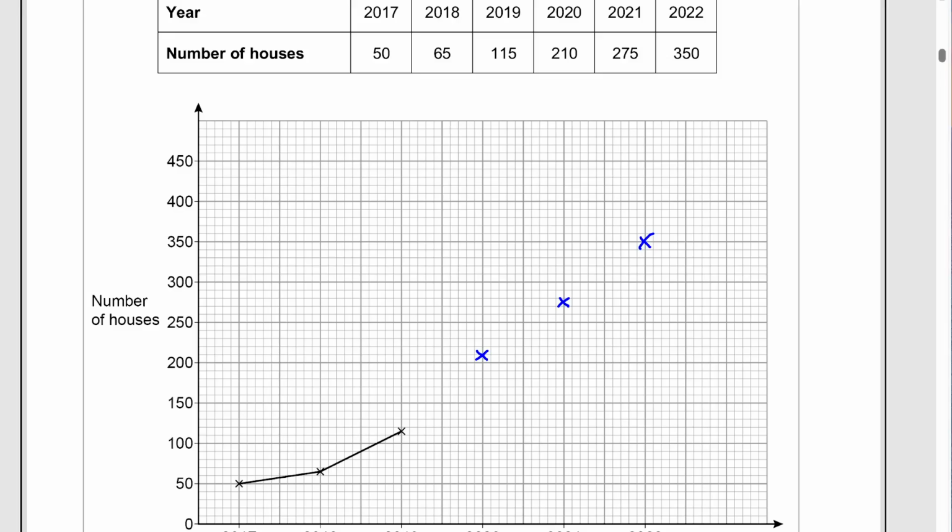We need to make it clear that we're joining these with a straight line rather than a curved line. So I've got a ruler on my screen. It's not perfectly straight because I'm trying to do it digitally, but you can get the idea. You should make it a bit straighter than that, but there we go.